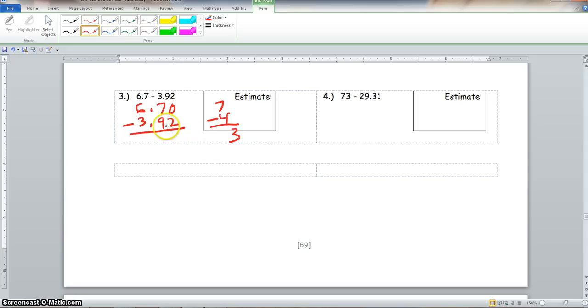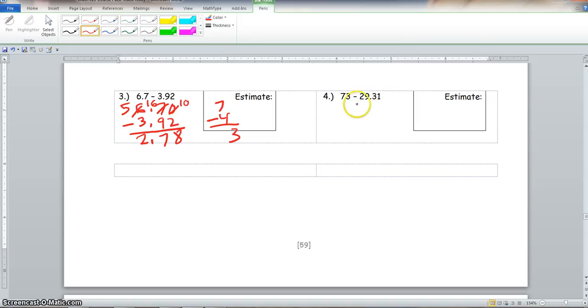Now what we need to do, we need to borrow, because we cannot subtract 2 from 0. So we'll borrow 1 from this 7, that'll make it a 6, and this 0 will become 10. 10 minus 2 is 8. And we know we cannot subtract 9 from 6, so we'll borrow 1 from this 6 and make it a 5. And this 6 will become 16. 16 minus 9 is 7. Bring down your decimal. 5 minus 3 is 2. So 2.778 is approximately 3. Now we come to number 4.